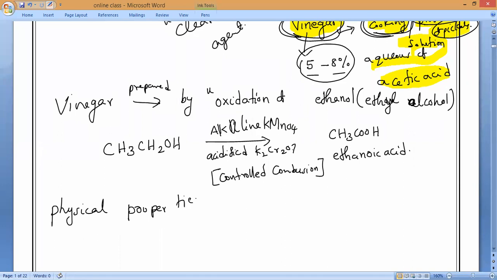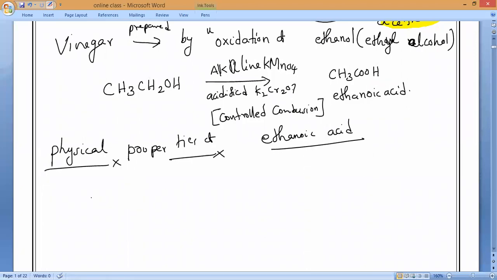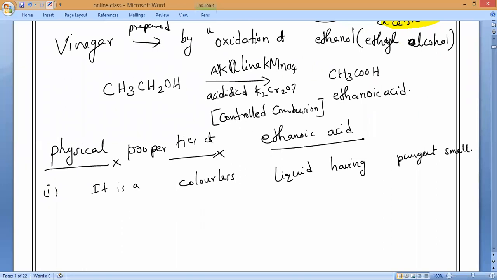Physical properties of ethanoic acid. Now, first one, like ethanol, it is colorless with a pungent smell. First one, it is a colorless liquid having pungent smell. Okay, everybody? Next.